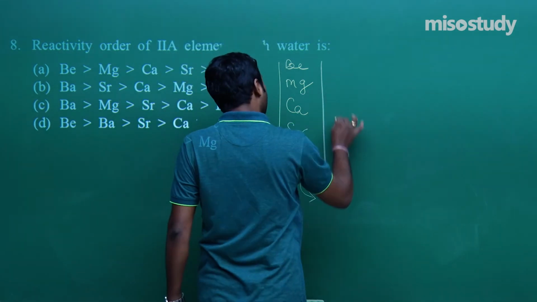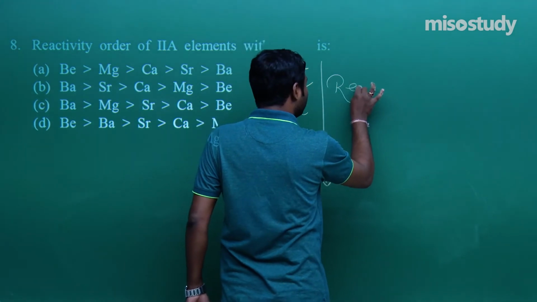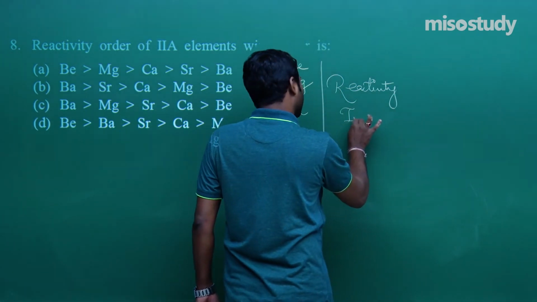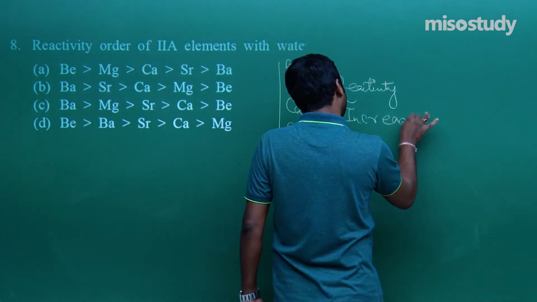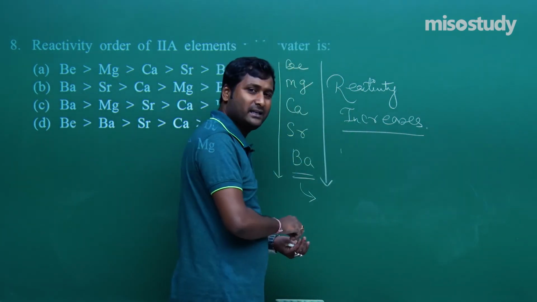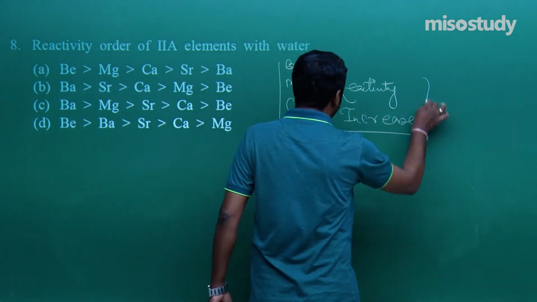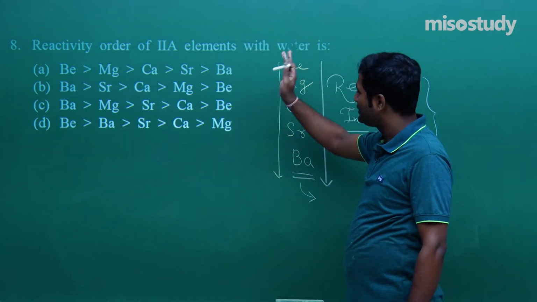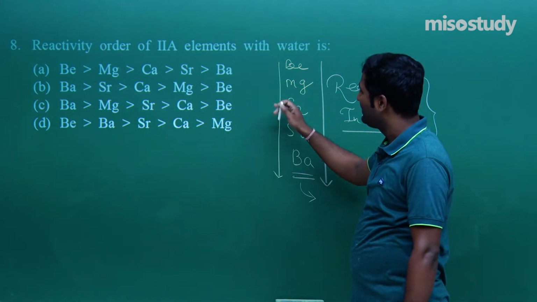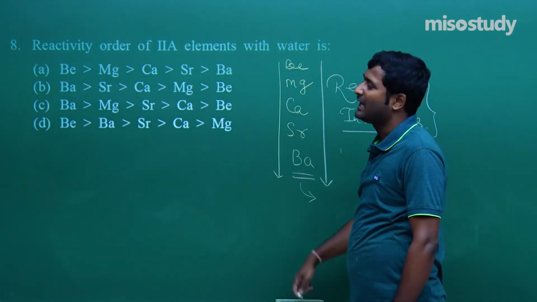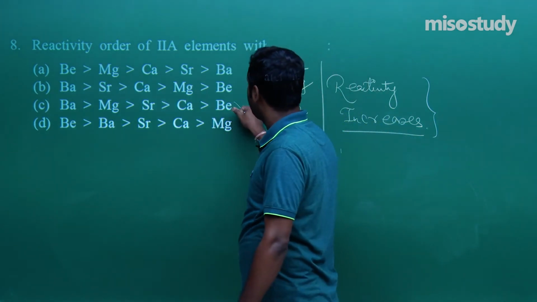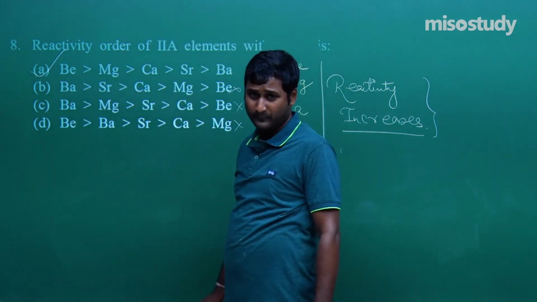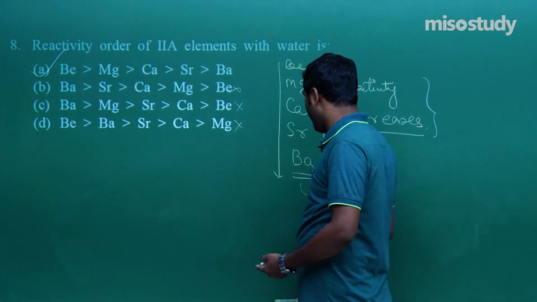That is, the reactivity order increases. So when we move down the group, we can say reactivity increases. So tell me, what is the order in this case? Sir, it's very simple. Beryllium, then magnesium, then calcium, then strontium, and then barium. So this one is correct and the others are not correct. This is the correct option. Am I right?